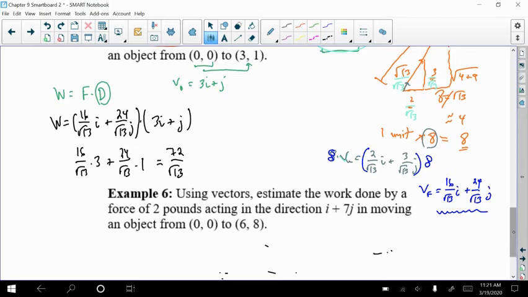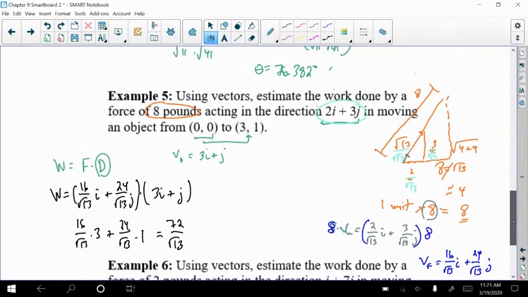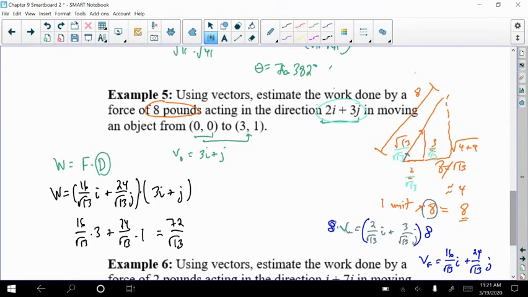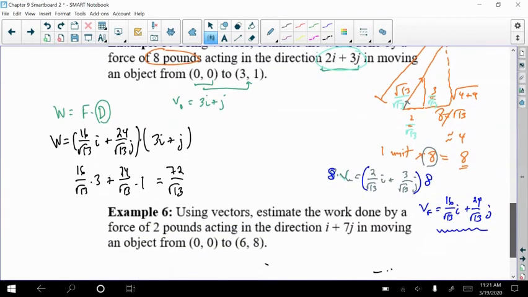At one point, I thought one of the units of work could be represented by foot-pounds. I feel like another unit might be Newton meters, but again, out of my wheelhouse. So I'm just going to leave it as a scalar value of 72 over root 13. And again, it's just a simplified way to calculate how much work.